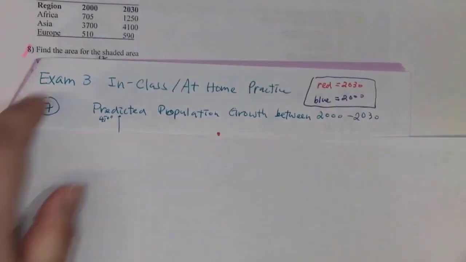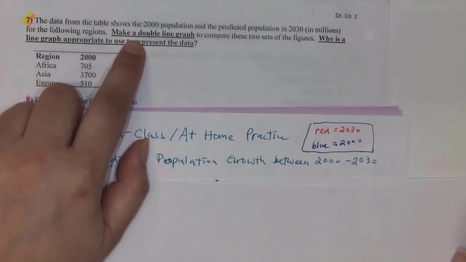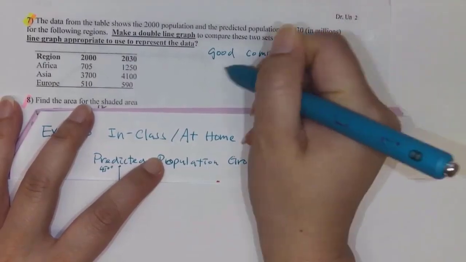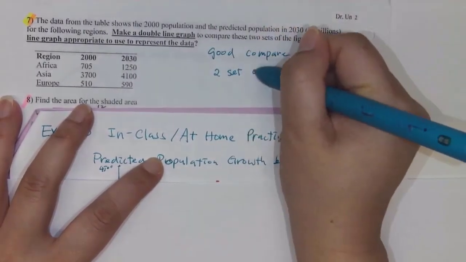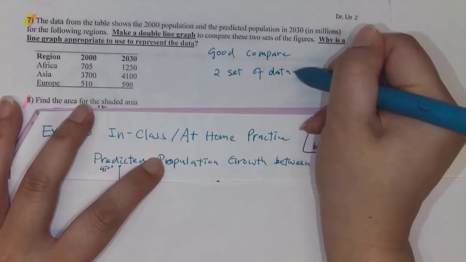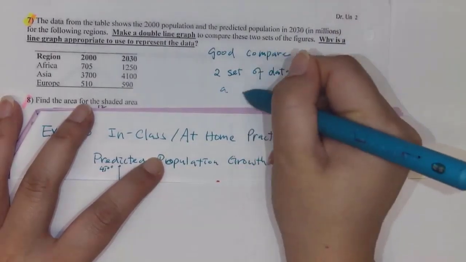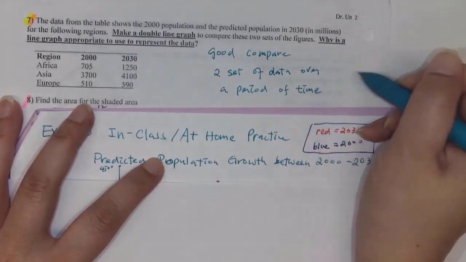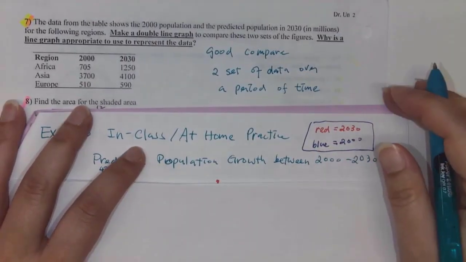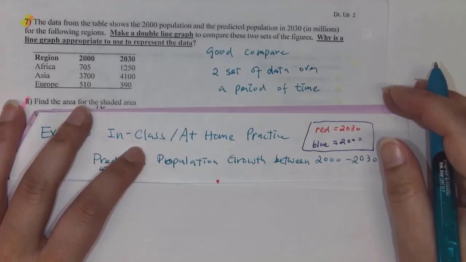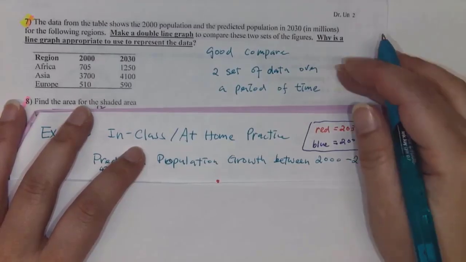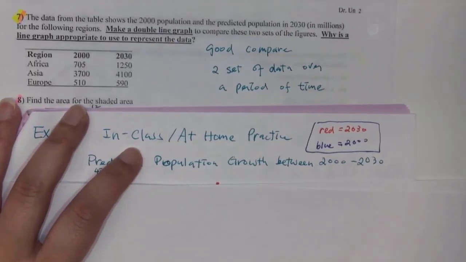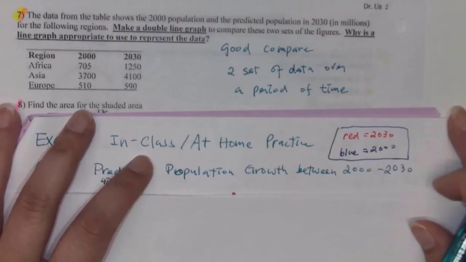So this one is a double line graph. A double line graph is good for comparing two sets of data over a period of time. Other things also good for that, maybe a double bar graph. They are also good for comparing two sets of data over time. Are we okay? So when you do a graph like this, make sure you have the appropriate title.